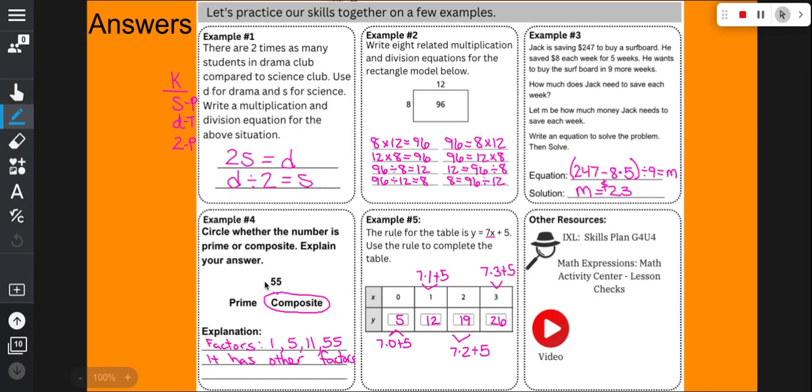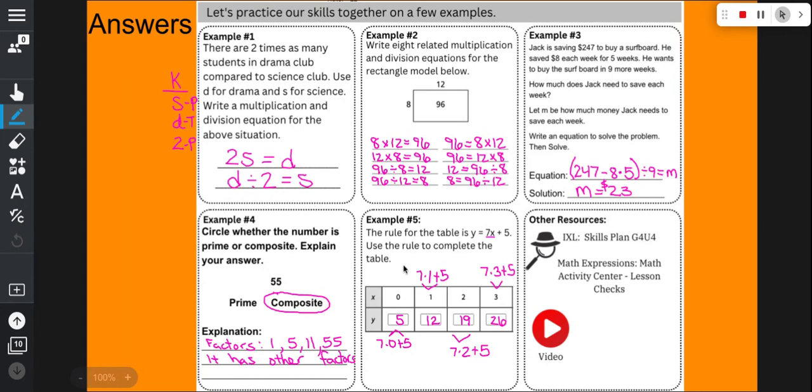55 is a composite number. It is a composite number because it has the factors of 1 and 55, and it has the factors of 5 and 11. So because it has other factors besides 1 and itself, it is composite.